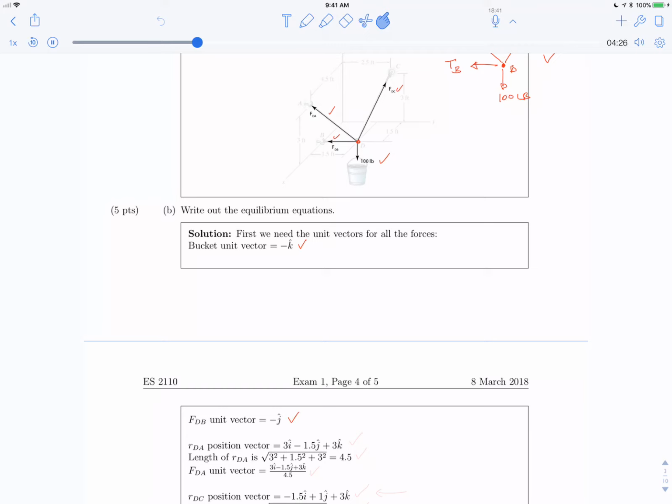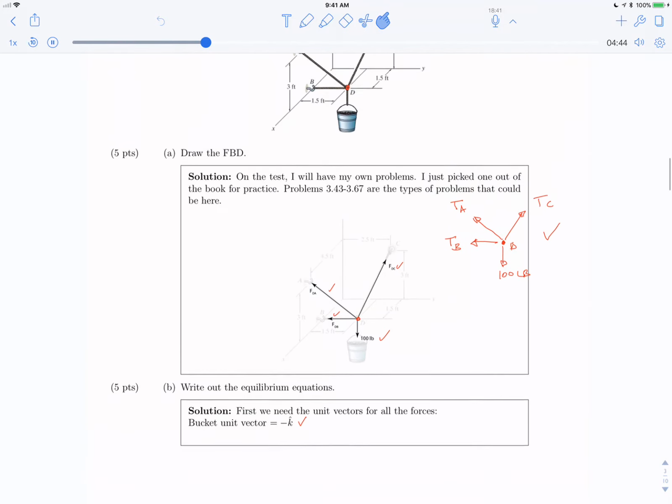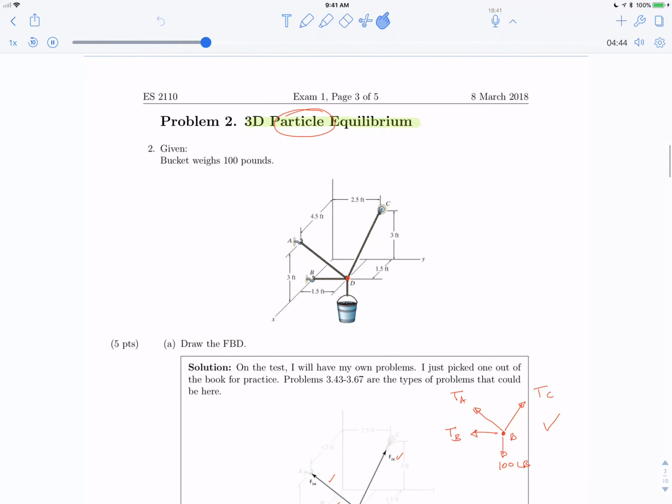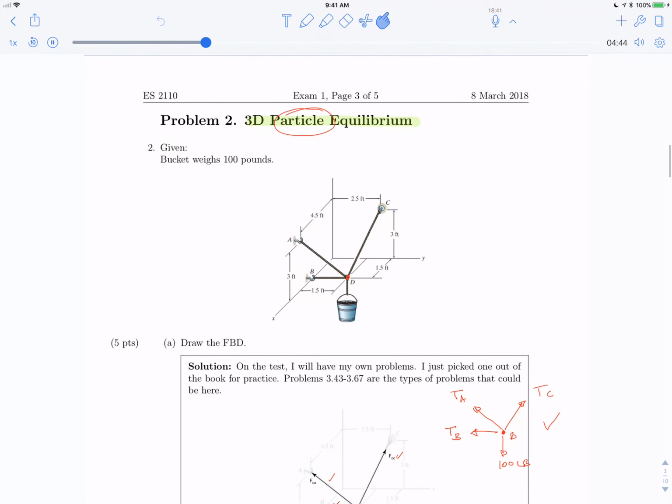The force going from D to A and the force going from D to C are a little more complicated, so we need to get the unit vectors more formally. What you do is you get the R from D to A, the position vector. Remember, you start at D and you walk to A. I just looked at the picture: to get to A from D, I would have to walk 3 in the x, minus 1.5 in the y, and up 3 in the z.